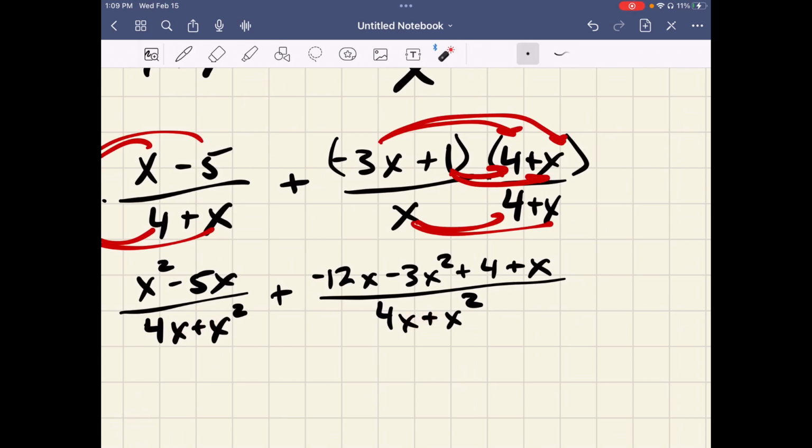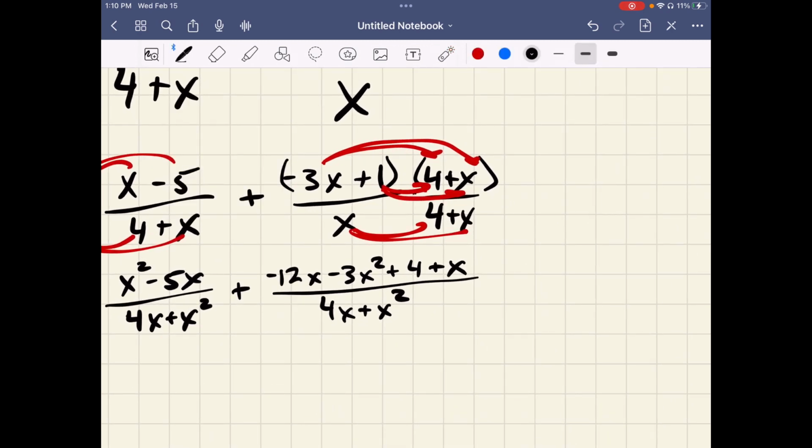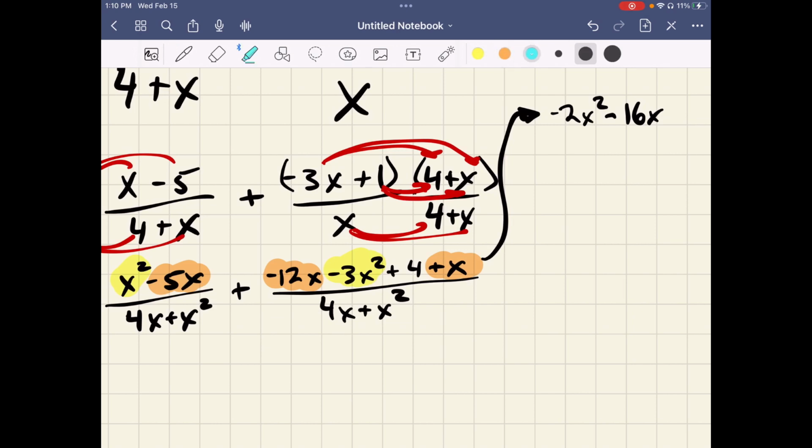So what I can do essentially is take every number on the top, or the numerator, and add them together, aka collecting like terms. I'm going to do that over here. I've got an x squared and an x squared here. Put those together, you get minus 2x squared. Then I have a minus 5x, a minus 12x, which gives me negative 17, and a plus x, which gives me minus 16x. And finally, the last term is just my constant of plus 4. All of that is over my denominator.